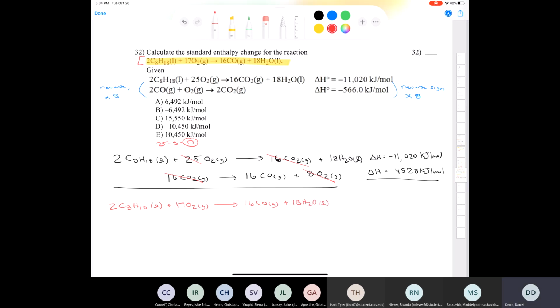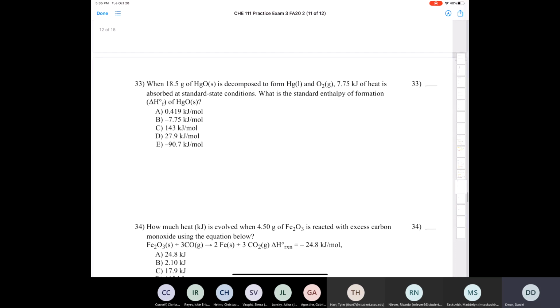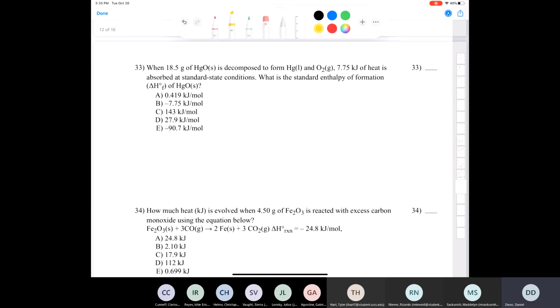Then I'm just going to tally up those two delta H's, and I end up with a delta H for this reaction of negative 6,492 kilojoules per mole. That's the correct number of digits. There we go. So our delta H is negative 6,492 kilojoules per mole. Another application of Hess's law. So you can imagine that I'm definitely going to ask you a question about Hess's law on the actual exam. All right, let's move on to question 33.